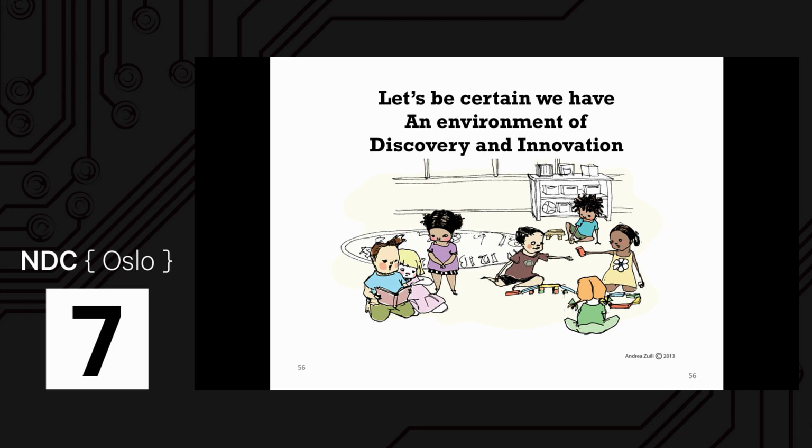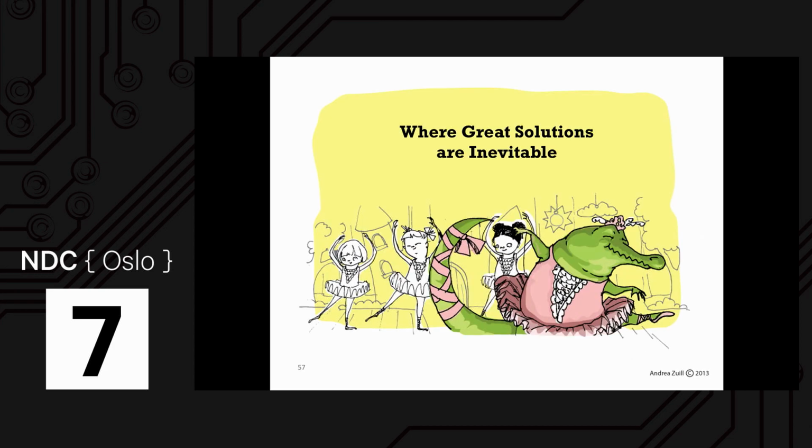If we create that environment, we're going to get the best results this group of people and this company is able to get. At the same time, we're going to be creating an environment where the great solutions are inevitable, based on that earlier slide. I want it to just be we put everything in place so great things will happen. That's the way I like to approach it.